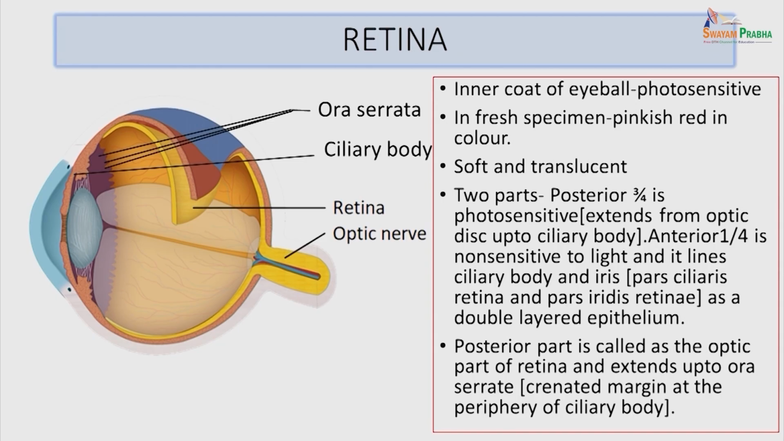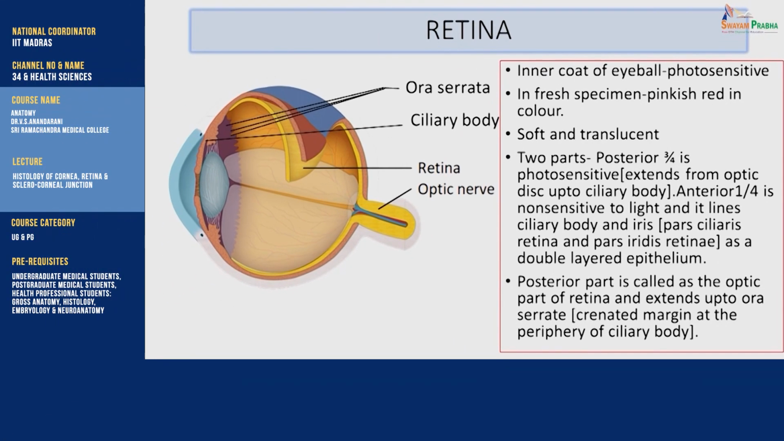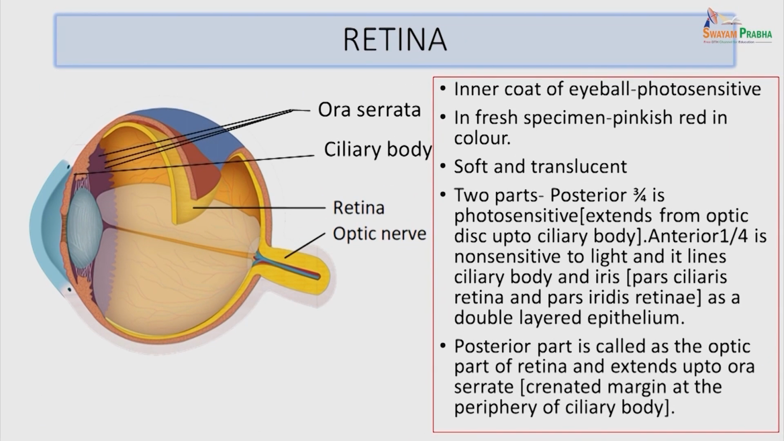It is the inner coat of the eyeball which is photosensitive. In fresh specimen, it is pinkish red in color, soft and translucent. Two parts are there. The posterior 3/4 is photosensitive, extends from the optic disc to the ciliary body. Anterior 1/4 is non-sensitive to light and it lines ciliary body and iris. That is pars ciliaris retina and pars iridis retina.